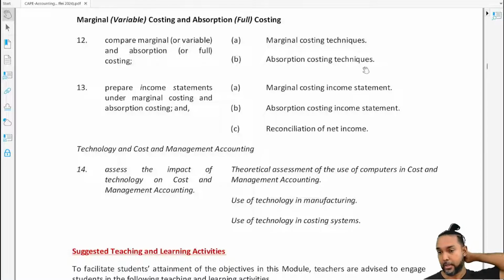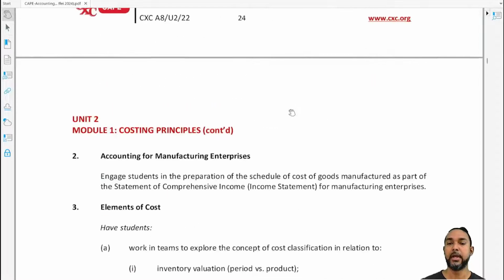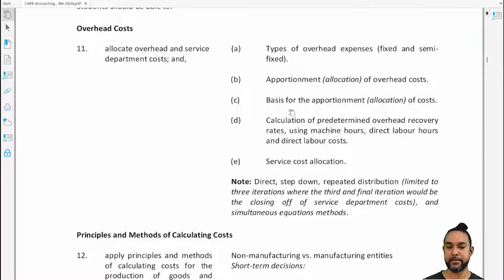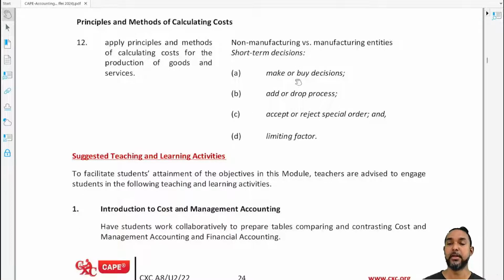In marginal costing, we already met it in module 1, at the tail end. That was what I like to call the decision-making accounting: the make or buy decisions, the add or drop process, accept or reject special offer.